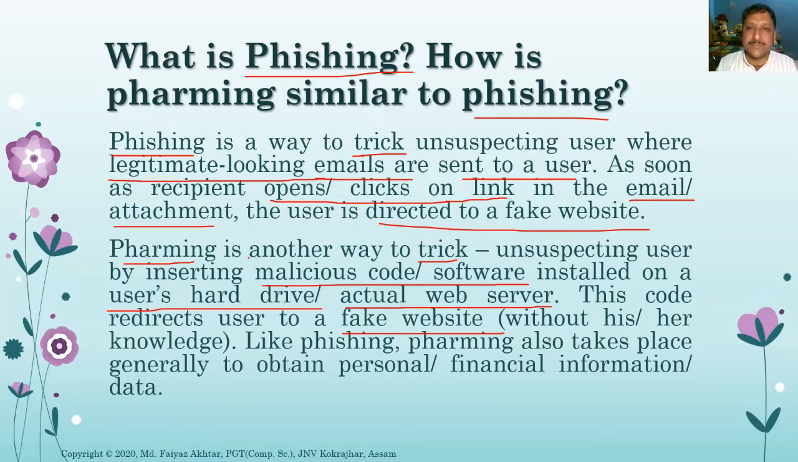So phishing is sending an email with a link, and whenever you click that link, it will direct you to a fake website. And what is pharming? In pharming, some software may get installed in your computer, and that software may direct you to a fake website where they ask for some information, and as and when you enter and send that information, you will be attacked. You will become a victim of phishing and pharming. So take care of these things.